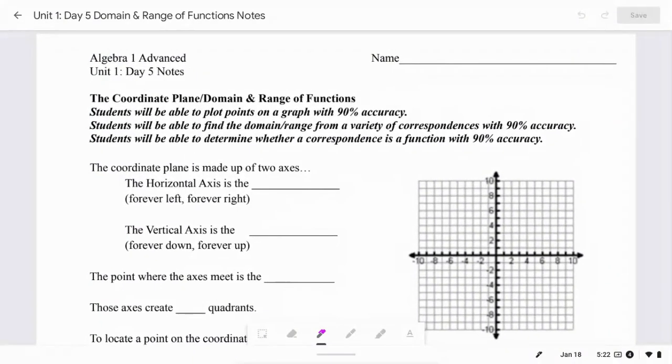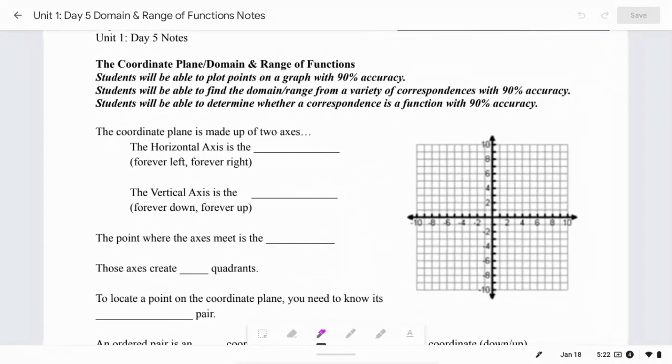In this video, we will be reviewing the coordinate plane and how to find the domain and range of functions. Let's begin by reviewing the coordinate plane. The coordinate plane is made up of two axes. The horizontal axis is known as the x-axis. So I'm going to label that on the diagram.